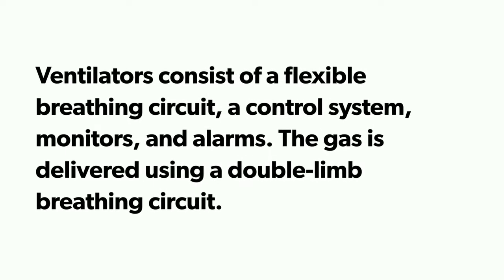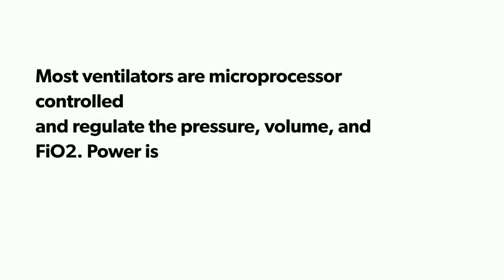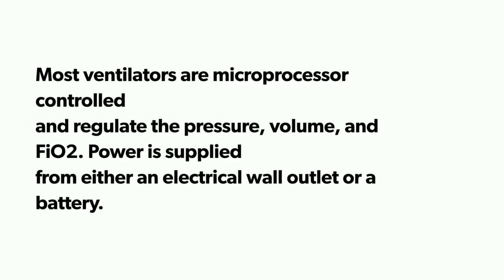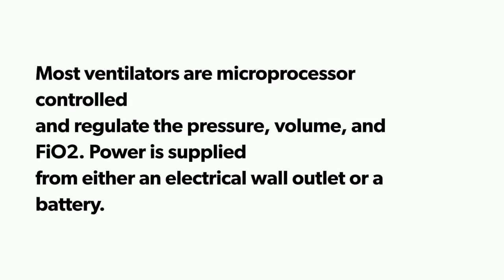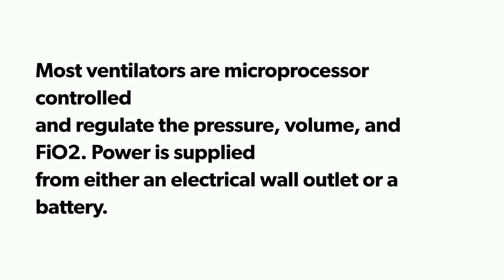The gas is delivered using a double-limb breathing circuit. This gas may be heated or humidified using appropriate devices. Most ventilators are microprocessors that control and regulate the pressure, the volume, and the FiO2. The power is supplied either by an electrical wall outlet or even from a battery.